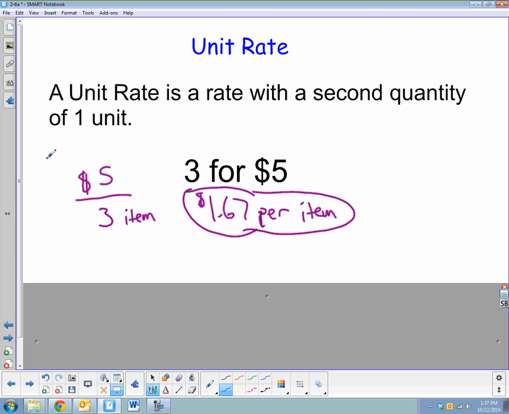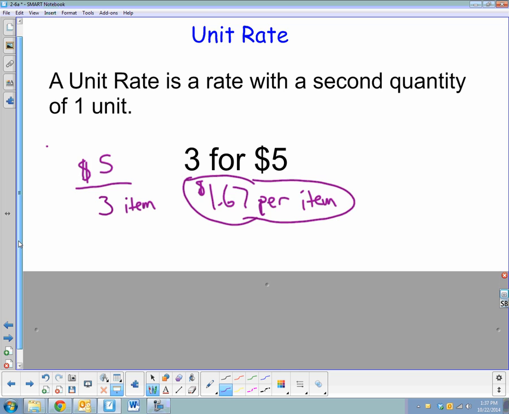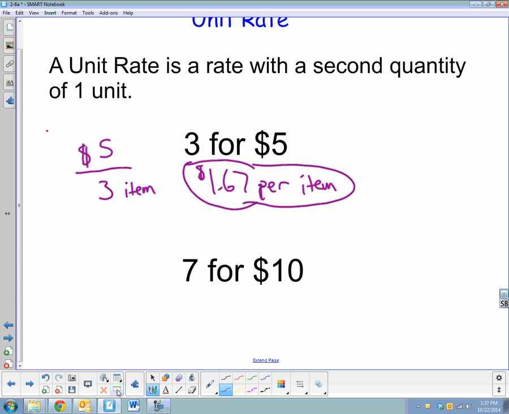I'm going to do another example of that, but again, you're setting up a ratio, and a ratio is a fraction. It's division. So 3 for $5, how much is that going to cost as a unit rate? Well, it's going to be $5 for 3 items. But that boils down to about $1.67 per item. So we can figure out the unit rate, the unit cost. So let's get another one here.